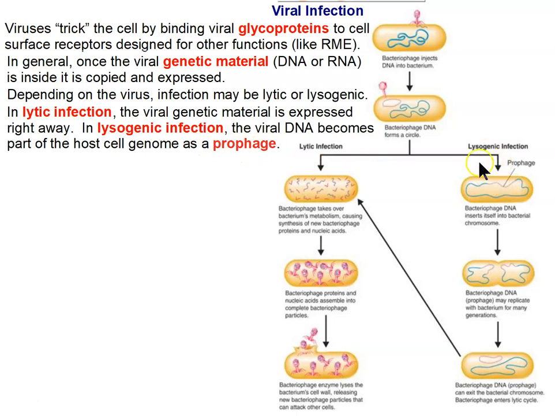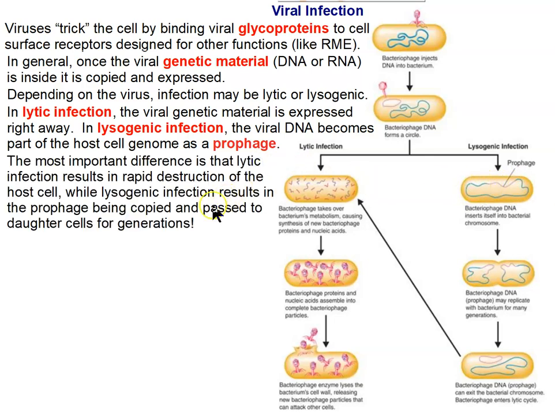So here we see that viral DNA has been incorporated into the chromosome of the host cell, and we call that a prophage. It's not bacterial DNA. It's viral DNA that is now part of the bacterial chromosome. The most important difference is that lytic infection results in rapid destruction of the cell, and in lysogenic infection, the prophage may be copied and passed to daughter cells for generations, and that's what they're showing here in the diagram.